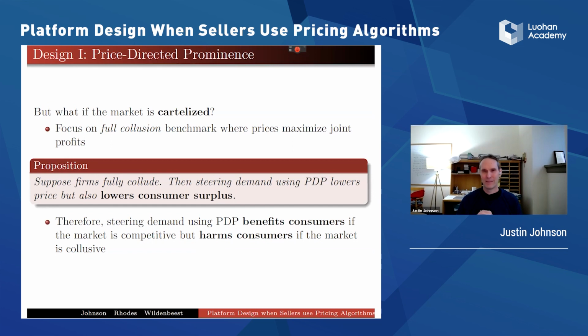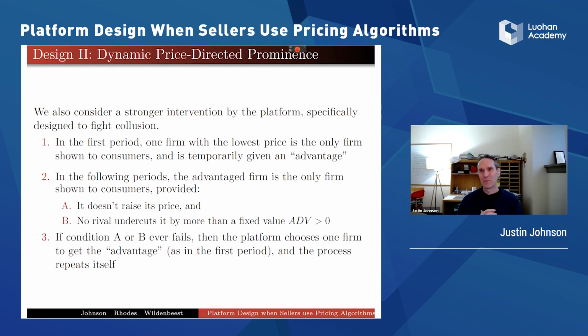It's a little less clear. And so we want to be open to the possibility that sellers collude, because again, this literature starts thinking about the prospect of algorithms learning to collude. So we don't just want to assume that the algorithms or the merchants behave competitively.